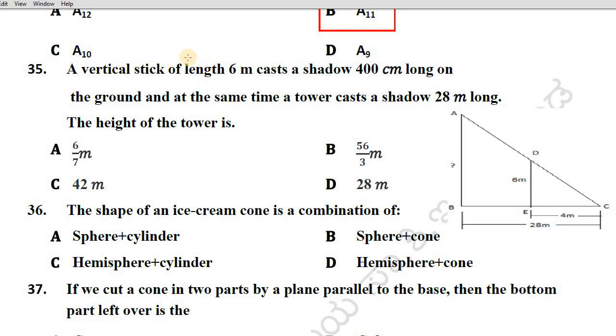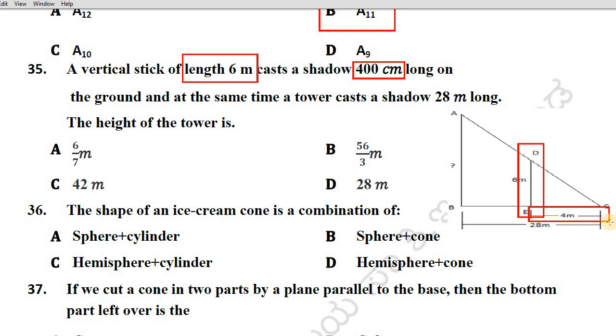Question number 35, children. A vertical stick of length 6 meter, so this is a vertical stick, children, DE. Its measurement is 6 meter. It casts a shadow of 400 centimeter. But here, see, the shadow in the figure is given in meters, 4 meter, while in the problem it is given in centimeters.